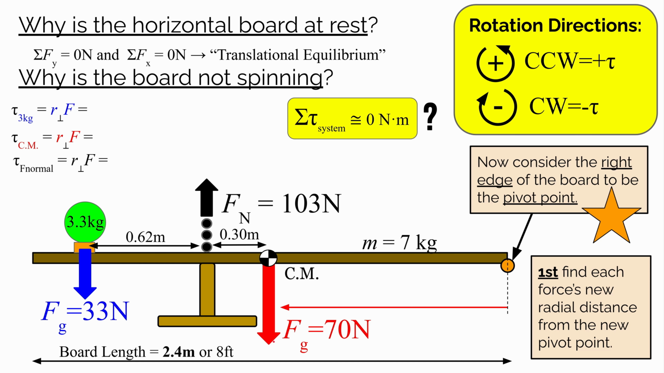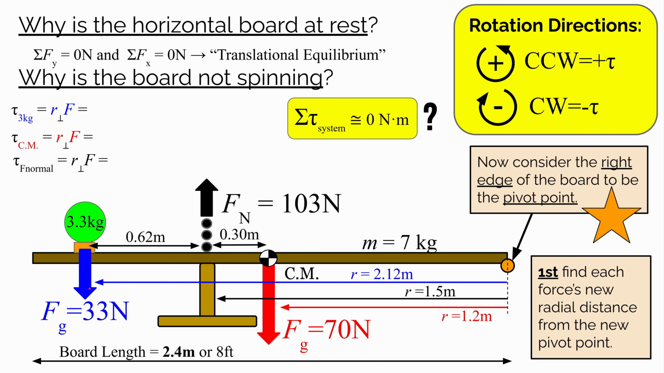So the gravitational force now, if we imagine the pivot point on the right, it's now half the length of the board over, right? If this board is 2.4 meters, now the gravitational force is acting at a distance of 1.2 meters from our new imagined pivot point. And now we've got the normal force. That's going to be half the board's length plus another 30 centimeters, or 0.3 meters. So now the normal force is 1.5 meters away from the pivot point. And this 33 Newton force, it's almost the entire length of the board away. It's going to be the 1.5 meters plus another 0.62 meters. So its radial distance, if we're imagining the pivot point is on the right side, is now 2.12 meters.